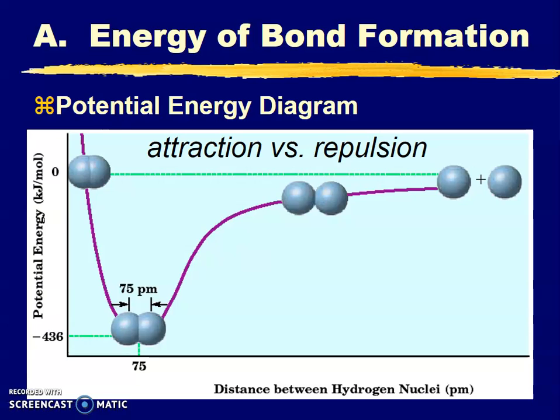Why is that? Because the nuclei are positive, and like charges repel. So at this point where the two nuclei are very close together, those positive nuclei have a high repulsion. They are repelling each other. They're pushing against each other. So that's where that high potential energy is, because they have that pushing.